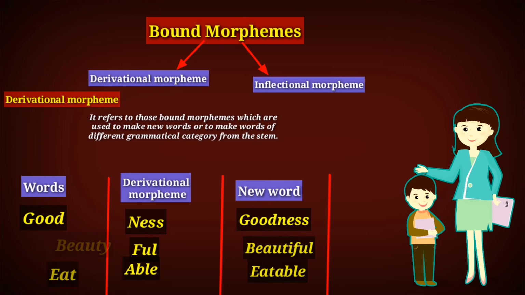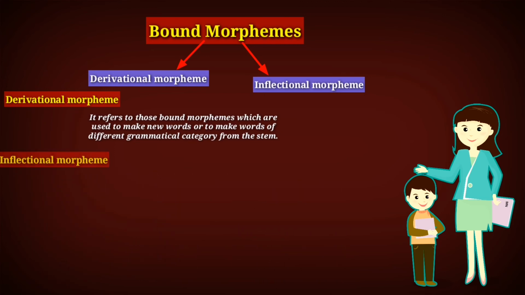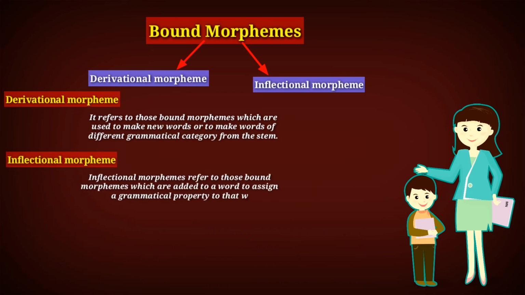Now coming towards inflectional morphemes. Inflectional morphemes refer to those bound morphemes which are added to a word to assign a grammatical property to that word. What does it mean by this definition? Inflectional morphemes do not create a new word like derivational morphemes. Rather, they are used to show if a word is plural or singular, if it is past tense or not, and if it is a comparative or possessive form.